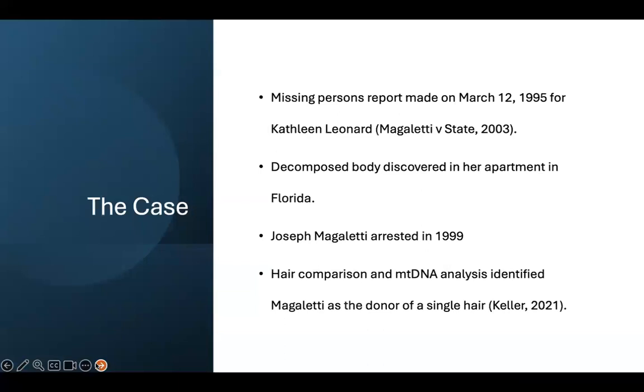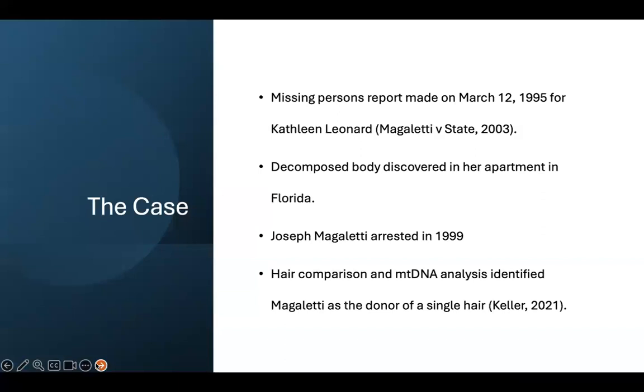On March 12th, 1995, a missing person report was made by Kathleen Leonard's employer, as she had several absences and was unable to be contacted by phone. This is stated in Magaletti versus State. The same day, her decomposed body was discovered in her Florida apartment, where investigators found her fully clothed and lying face down on her bed. In addition to that, torn towels were used to strangle her and to bind her hands behind her back. There was no sign of forced entry.